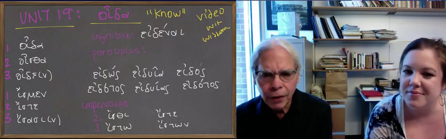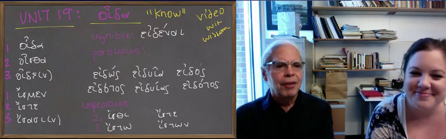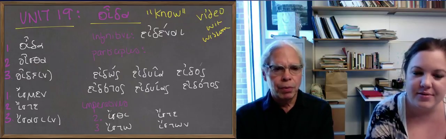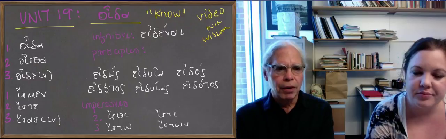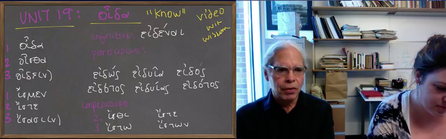Anyhow, without going off the deep end philosophically about relationships between seeing and knowing, we want to look at these forms. This is a very common verb, the most common verb to know in Greek, and it's weird because it's so old in its behavior. So let's look at the present. It's formally a perfect, and that's why the endings are so weird.